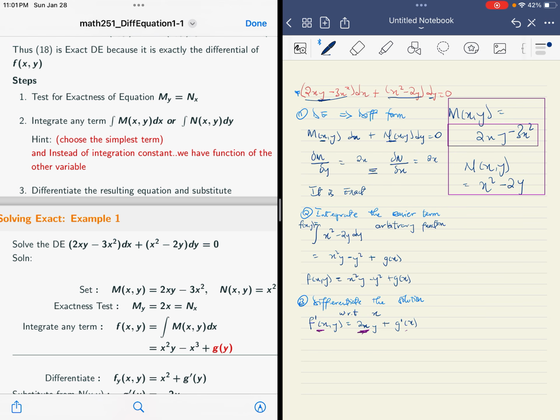Right? So we see that we can put it in. That means that we have 2xy. What's left is negative 3x squared. That means that f prime of xy equals 2xy minus 3x squared. G prime of x is negative 3x squared. So now we have this, right? But this is f prime of xy. We want f of xy.